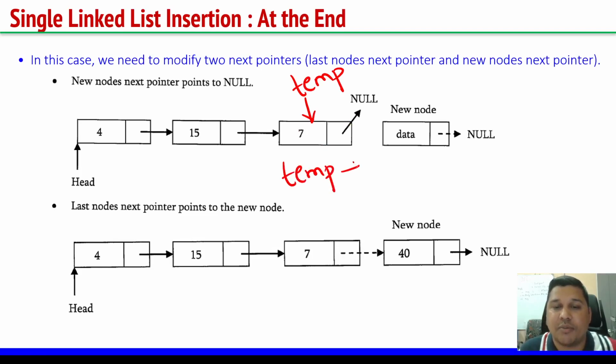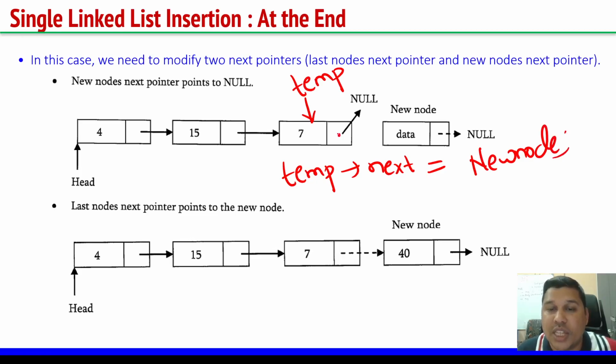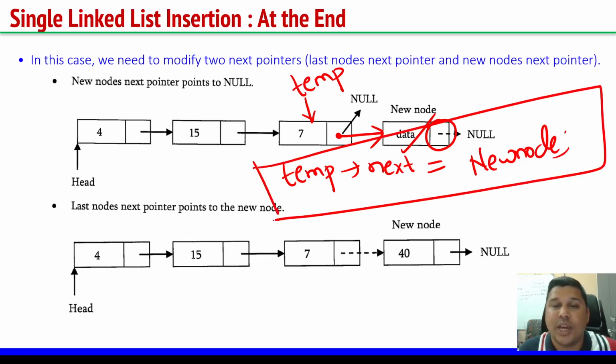Just one command: temp next, which is null, should be pointed to the new node. If you do this, it will be pointing to the new node, and already the new node's next is null. There is data. That's it. So with only one operation, we are inserting a new element at the end.